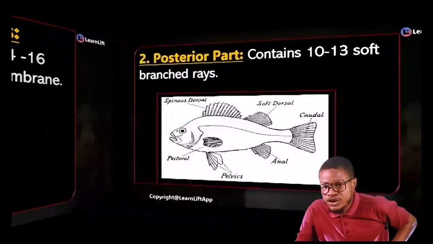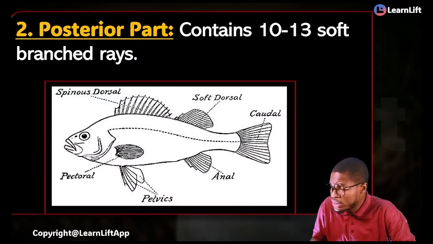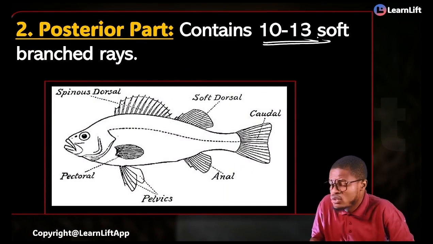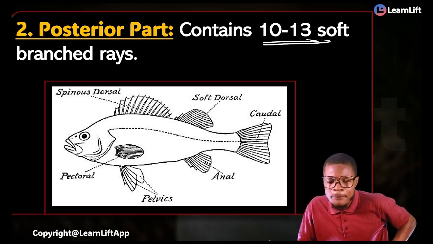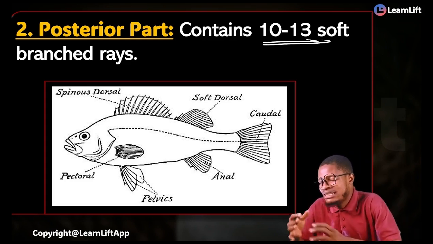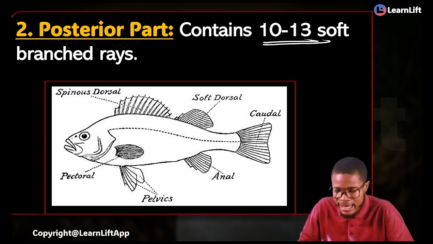When you go to the posterior side of it, that's the back, you see the soft dorsal. It contains 10 to 13 soft branched rays. That's the soft dorsal. Are you getting it? But the spinous and the soft dorsal, both of them are still dorsal. Are you getting it? That's it.